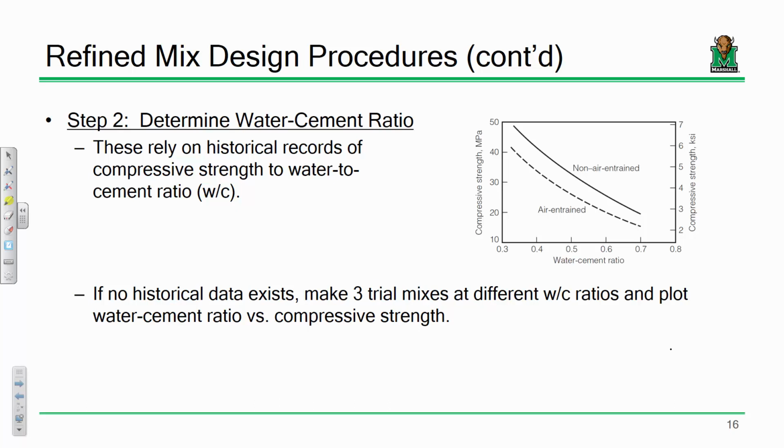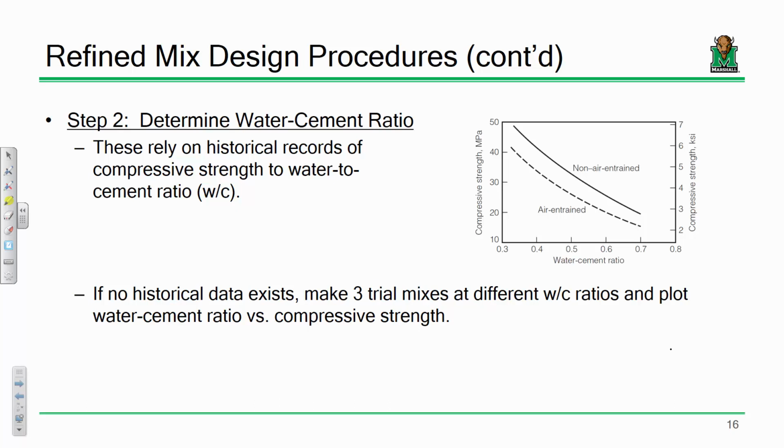Now, once we've got our required compressive strength, we can go to work. And the very first quantity that we will determine is the water-cement ratio. Typically water-cement ratios rely on historical records. Now, we're in a classroom setting, an academic setting, so we don't have any historical records. We're just going to go off the historical records that are presented in the textbook.